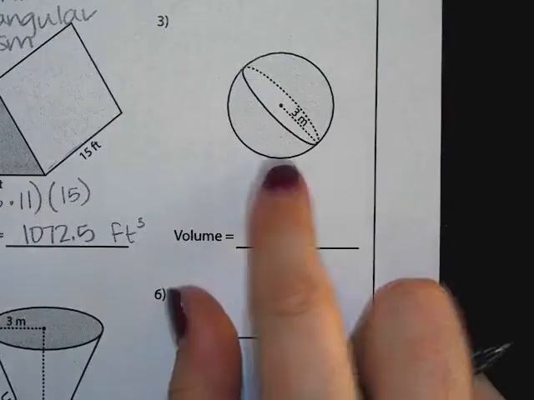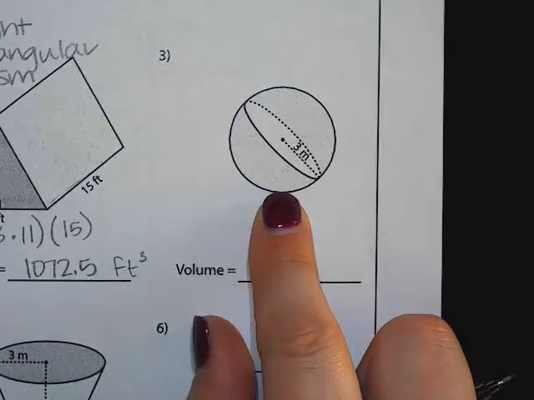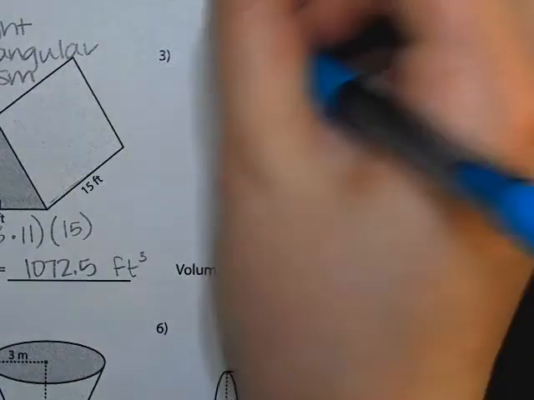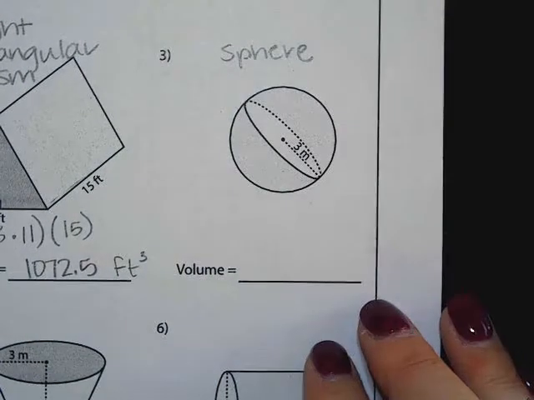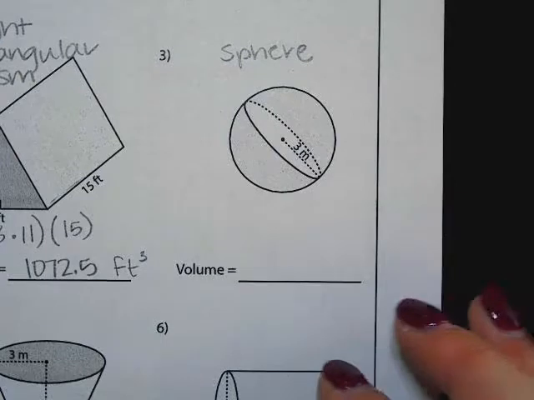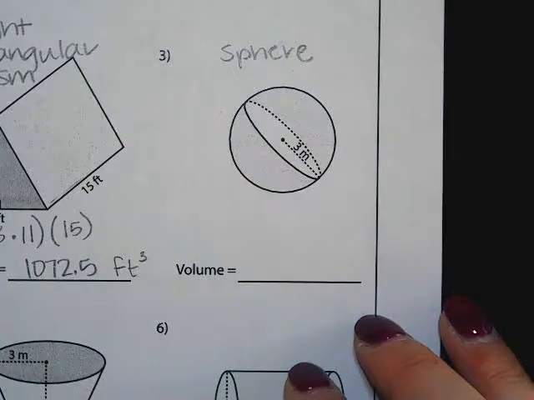Okay, what is this called? A sphere. Spheres don't get to be right or oblique. They're just spheres. All right? Please don't ever tell me this is a ball. A basketball is an example of a sphere, but don't call it a ball because that's not the mathematical term for it, right?